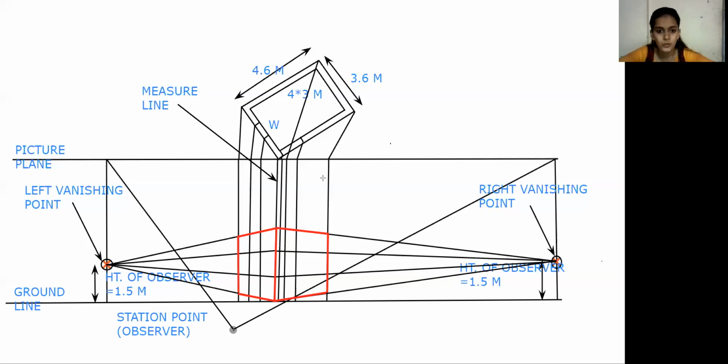Now it's time for door and window. Before that, let me remind you, consider this point and this point that are leftmost and rightmost points of our plan. From there, we have taken these two vertical lines, and our perspective view always lies between these two vertical lines. Okay, so this is the perspective view of a building. Now we have to draw the door and window.